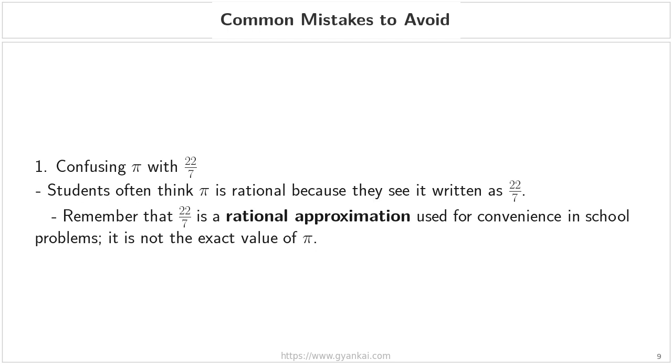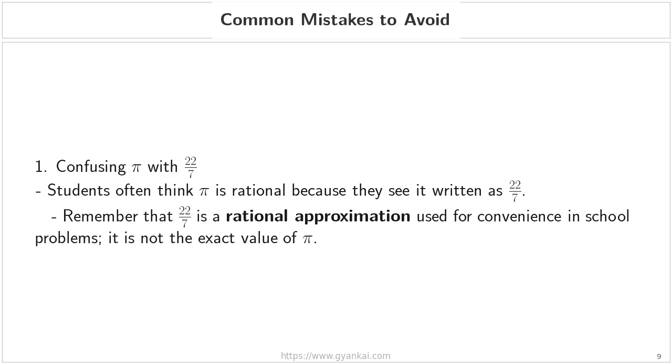First, let's talk about a very common confusion regarding pi. Many of you have been taught to use 22/7 as a substitute for pi in your calculations. Because 22/7 is a fraction, it is a rational number. However, it is crucial to remember that 22/7 is merely a rational approximation used for convenience in school problems. It is not the exact value of pi. As we discussed in the previous slide, the actual value of pi continues forever without any repeating pattern, making it truly irrational.